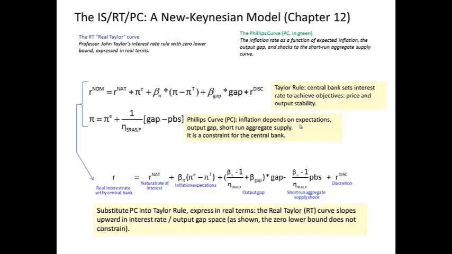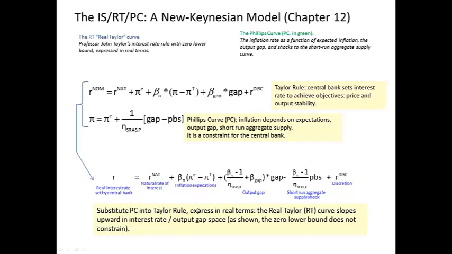Now the Phillips curve, which once again tells us that inflation is a function of expectations, it's a function of the output gap, and it's a function of shocks to the short-run aggregate supply curve, is a constraint for the central bank. If the central bank wishes to reduce inflation and the output gap is positive, the central bank needs to raise interest rates so as to reduce aggregate demand and hence the output gap.